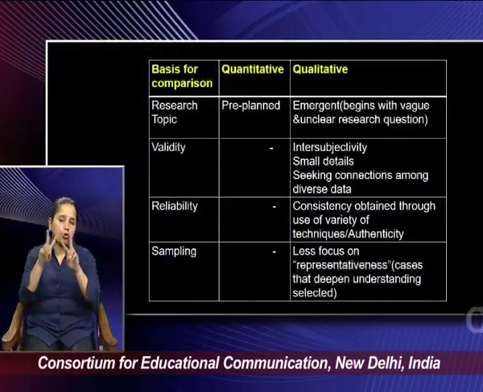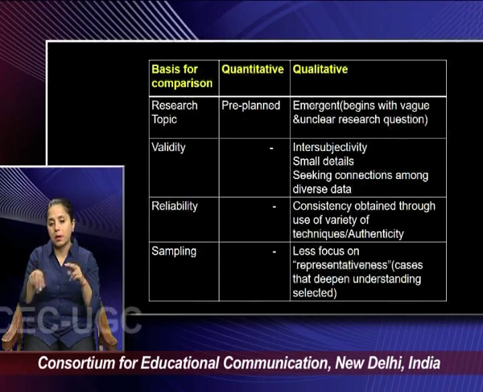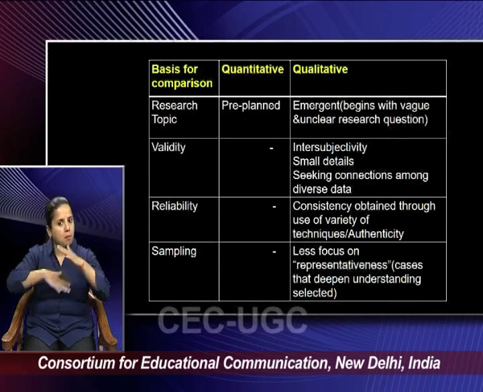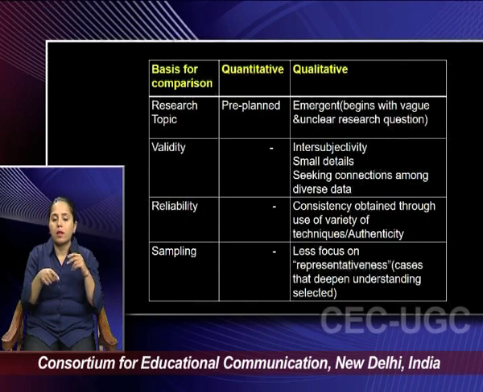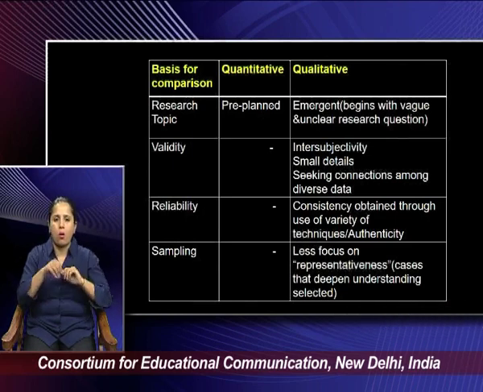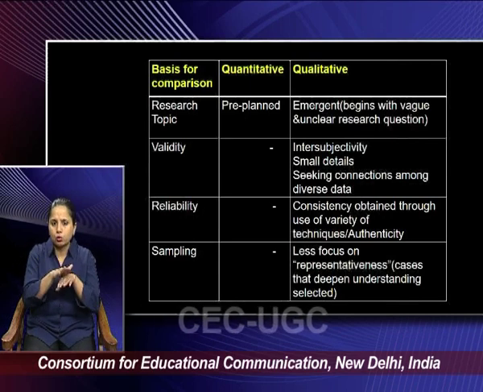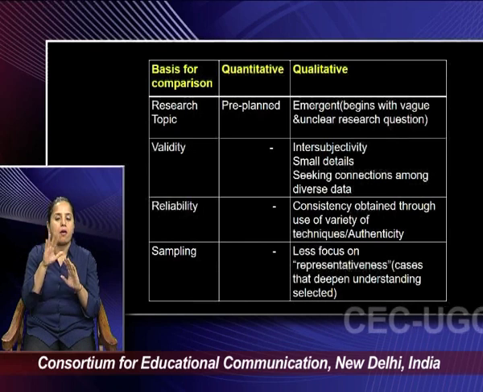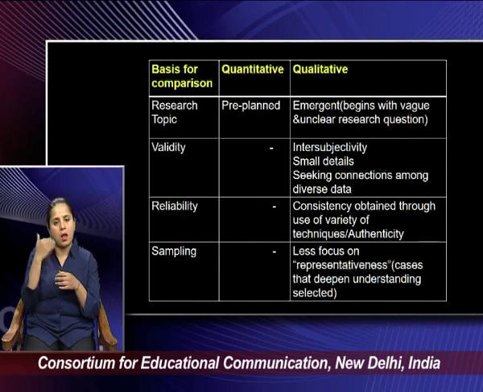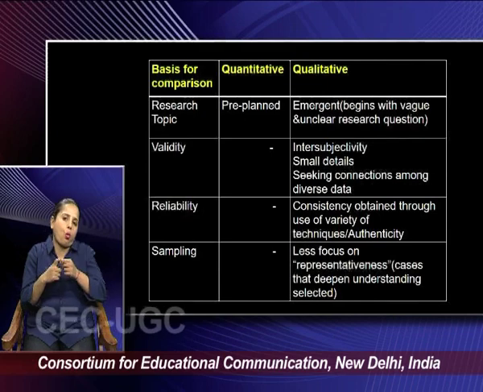Now, the next basis of comparison is the research topic. In quantitative research, the research topic is there from the beginning, it is pre-planned, but in qualitative research, it is emergent. So, it is very vague and unclear in the beginning, and gradually it becomes more and more clear. With regard to validity, in quantitative research, validity considers whether the test or the study is measuring what it claims to measure. But in qualitative research, validity is about intersubjectivity.